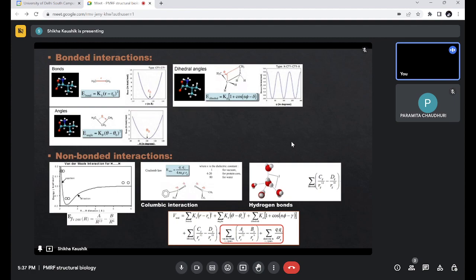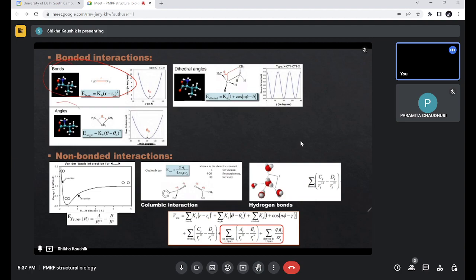So that is what happens when we talk about bonded interaction, where the bond energy is equal to k_b (r minus r naught). Here r naught is the initial distance, or you can say the lowest distance, and r is what we achieve at the final stage. So these are the changes, the movements that are happening at the molecular level.